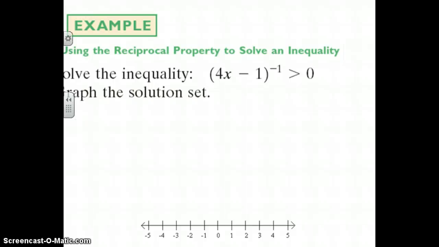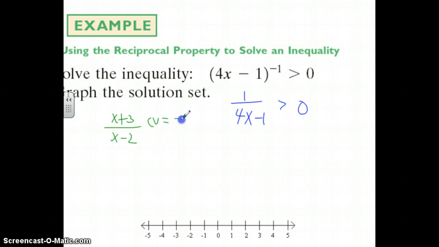For this one, this is the reciprocal function, so I'm going to say 1 over 4x minus 1 is greater than 0. The idea for this problem is to look for critical values that either come from the numerator or the denominator. If the problem said x plus 3 over x minus 2, a critical value would be anything that sets the numerator or denominator equal to 0. So up here, a critical value would be negative 3, and down here, a critical value would be 2, and I'd place those on a number line.